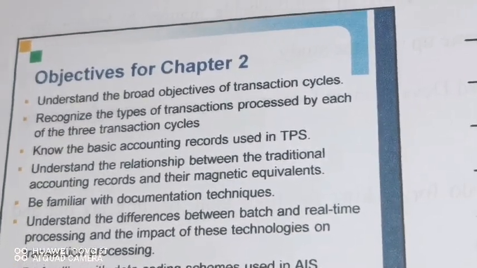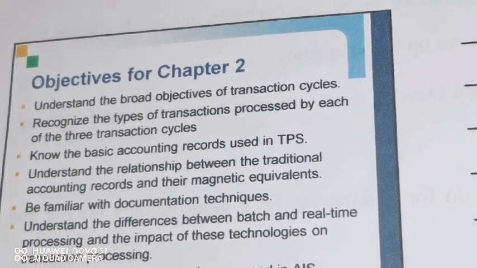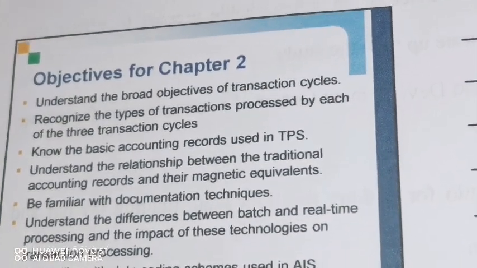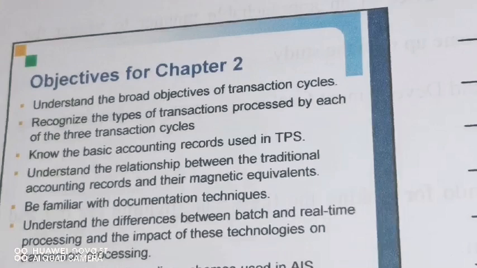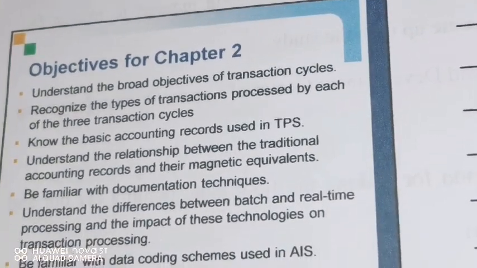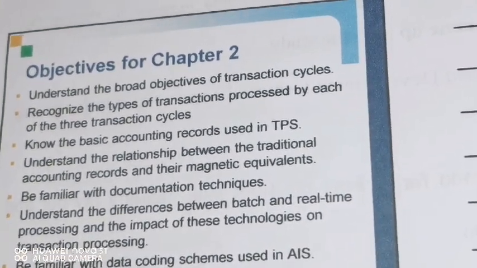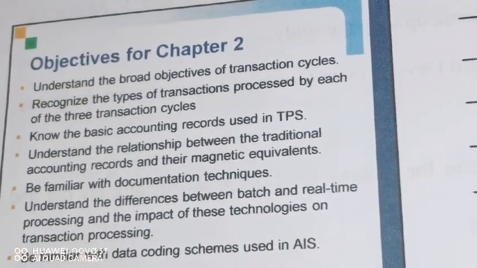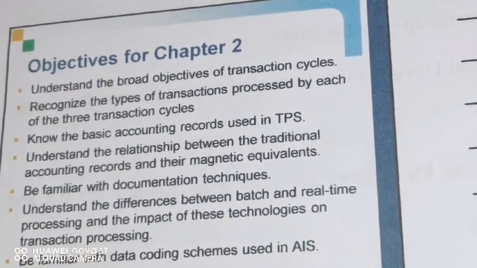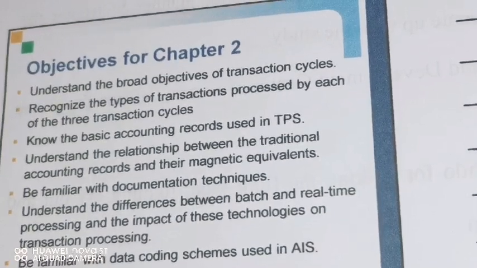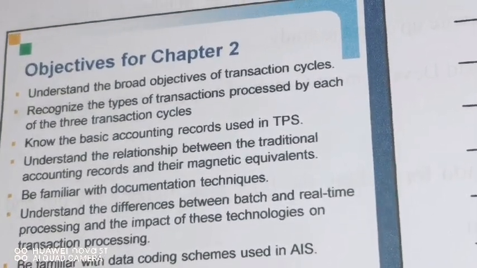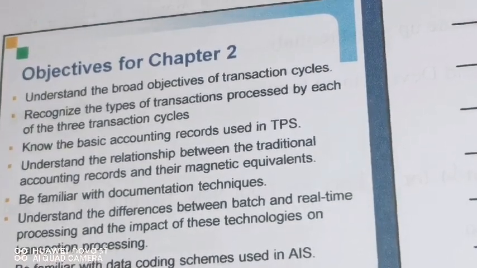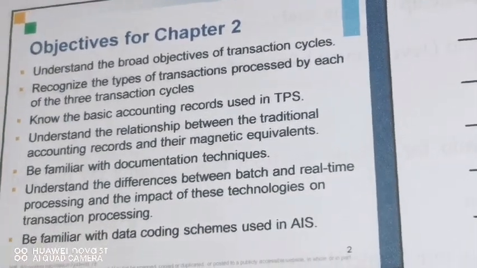And then also, you have to recognize the types of transactions that are being processed by each of these transaction cycles, and also know the basic accounting records used in TPS. Understand the relationship between traditional accounting records and their magnetic equivalence. So when we say magnetic equivalence, ito yung sa computerized system. And then be familiar with documentation techniques.